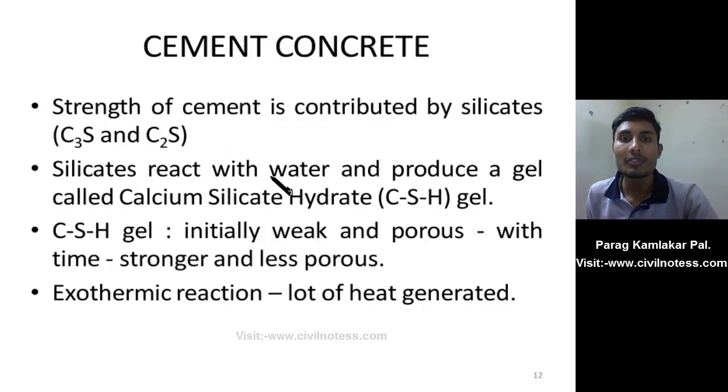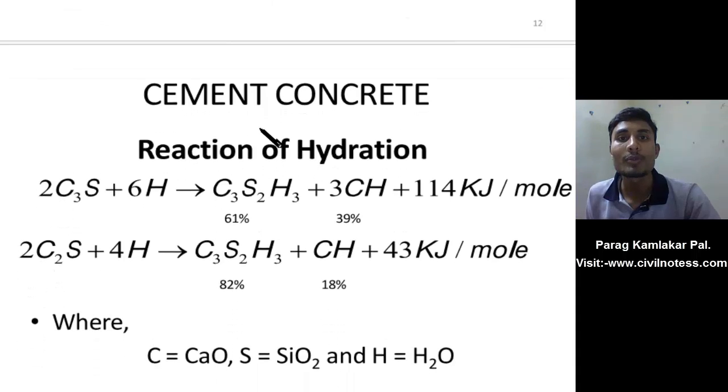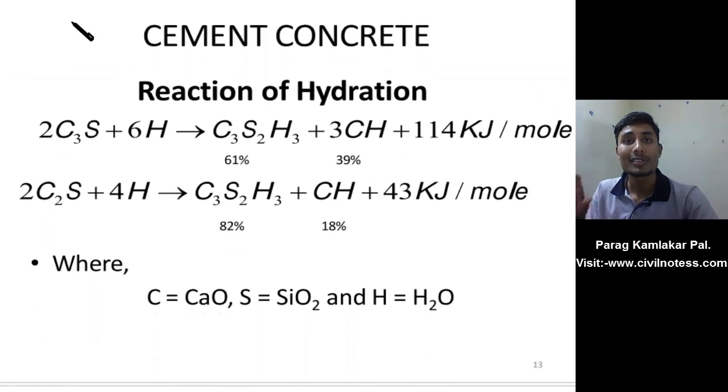Okay, silicate reacts with water and produces a gel called calcium silicate gel. This gel is initially very weak and very porous, but as time passes it gets stronger and less porous. There is an exothermic reaction in the cement, and because of that a lot of heat is generated. Because of that, we provide gunny bags to keep the water locked in during slab construction or column construction. That's why we provide the gunny bag, to control the heat of the hydration process.